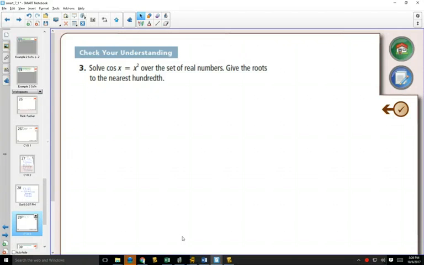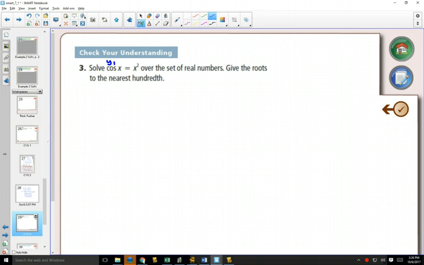Example 3 is to prepare you more for next year than it is for this year. You will not get this question on your final exam because the only way to solve this well is with your graphing calculator. So in this case, we're going to take out our graphing calculator. We're going to have a graphical solution for this.